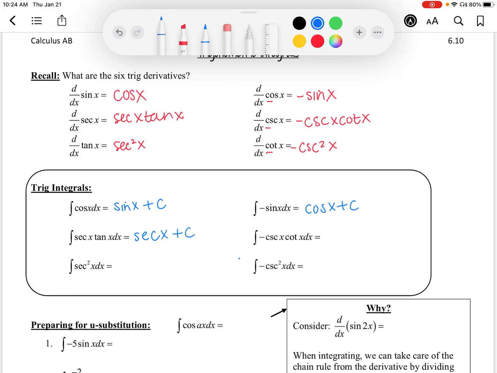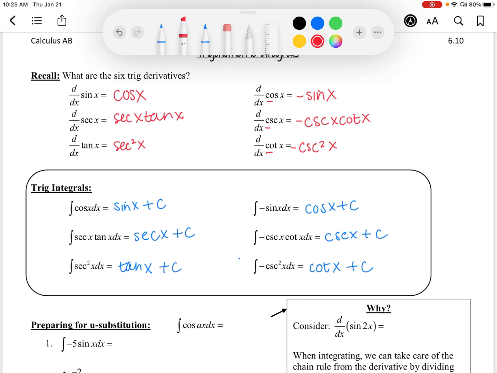Negative cosecant x cotangent x, our integral would be cosecant x plus c. Secant squared x, our integral would be tangent x plus c. And a negative cosecant squared, the integral for that one is cotangent x plus c. So it's just our derivatives backwards.